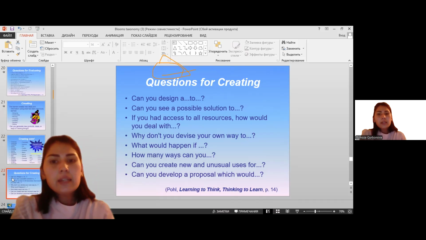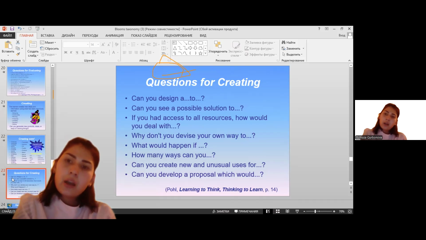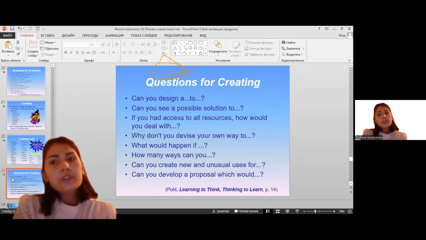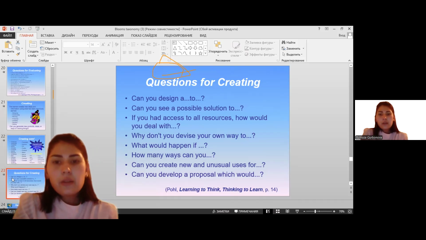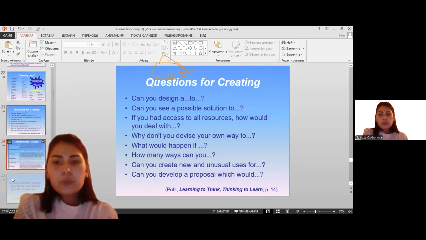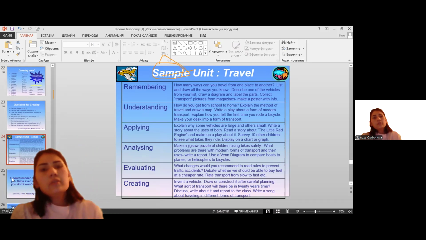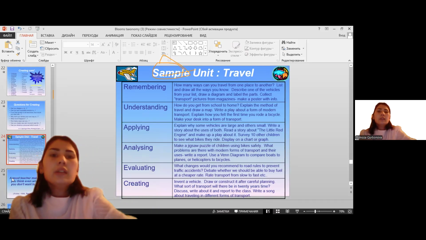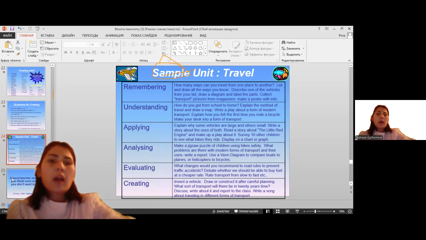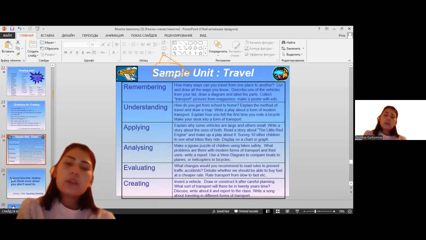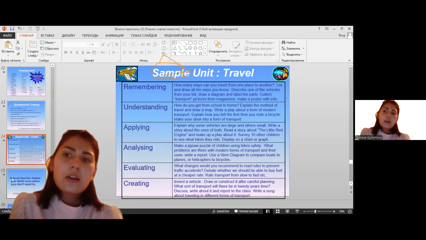How many ways can you do this? Or can you create new and unusual uses for it? Can you develop a proposal which would solve this? Here is a travel sample unit for you as an example: remembering, understanding, applying, analyzing, evaluating, and creating.